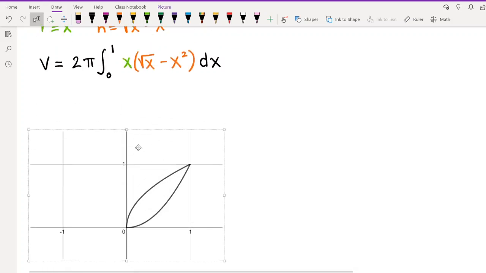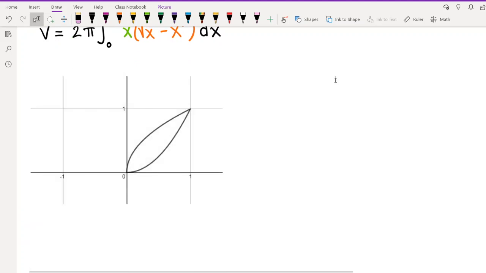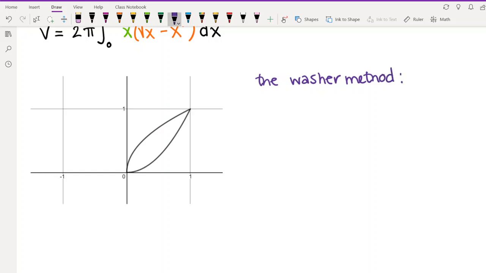So in this case, it's going to be washers. And why is it going to be washers? Well, because we have a hole in the middle. So this is now going to be doing the same shape using the washer method. Let me actually write it over here. So what information do we need when we're using the washer method? We need to know what the outer radius and the inner radius are.